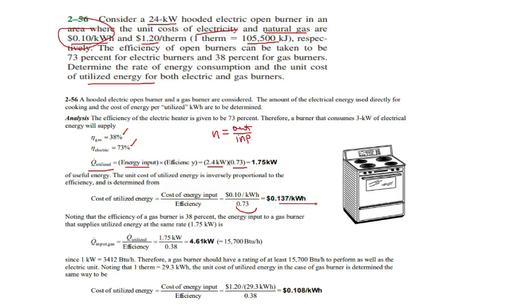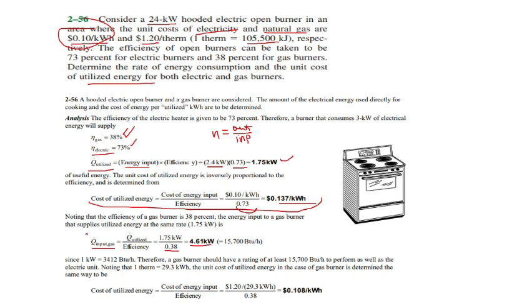Okay, now for the burner for the gas. I have done this calculation for the electric supply. So for gas, the Q utilized is 1.75 kilowatt, and the efficiency is 0.38 for the gas. So your answer will be equal to 4.61.